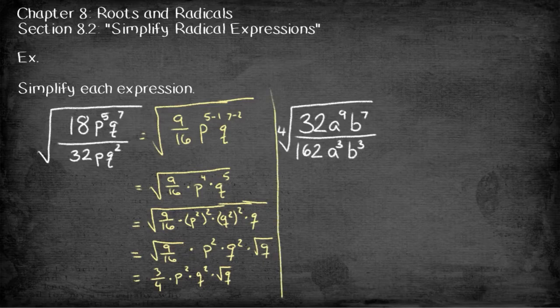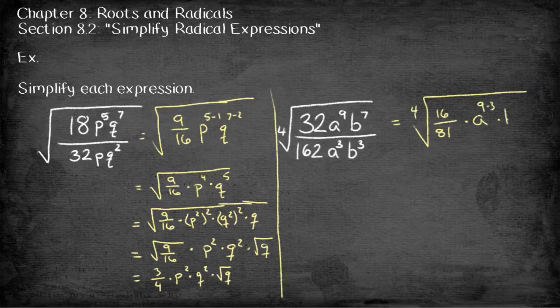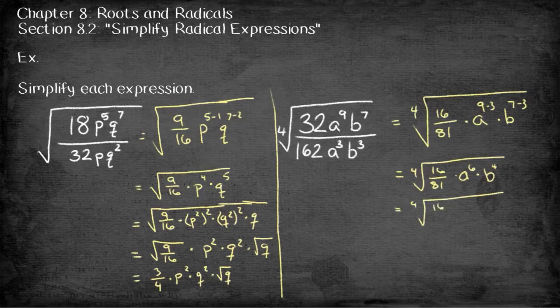Similar kind of procedure for the next guy. And simplify my fraction to be 16 over 81. And I would have a to the 9 minus 3 times b to the 7 minus 3. All right. The fourth root of 16 is 2. And the fourth root of 81 is 3.